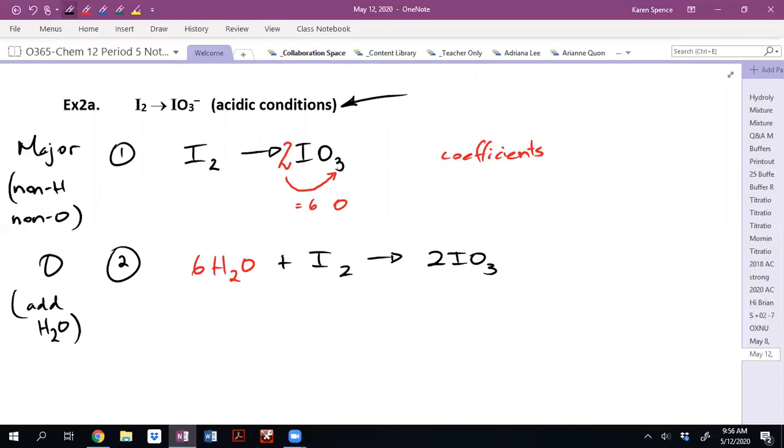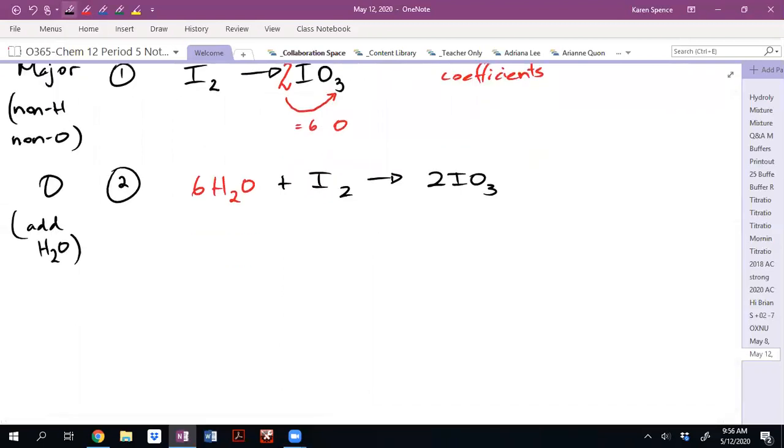All right, and our third thing that we're going to do is we are going to balance. After oxygen comes hydrogen, and we do it by adding who?